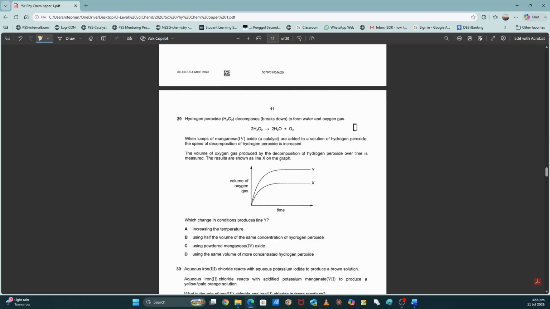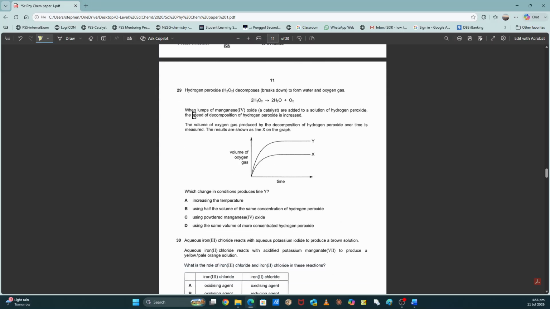Hydrogen peroxide decomposes. Decompose means break down, so you have a gas. The lumps of manganese oxide are added to hydrogen peroxide. Increase the speed doesn't mean it increases the amount of product formed. The volume of oxygen gas produced over time is shown on the graph. Okay. What change in condition produces line Y? So X is the original, right? Then what will cause it to be like Y?